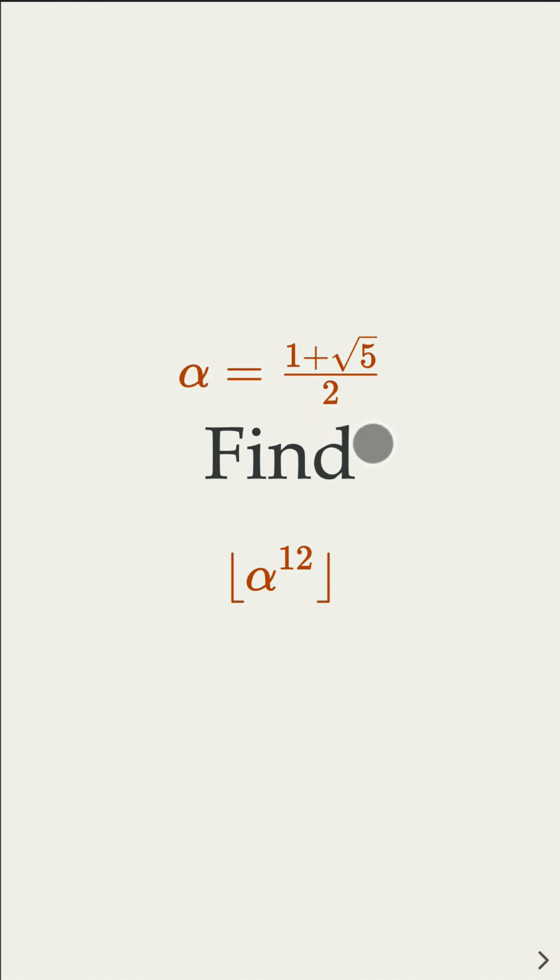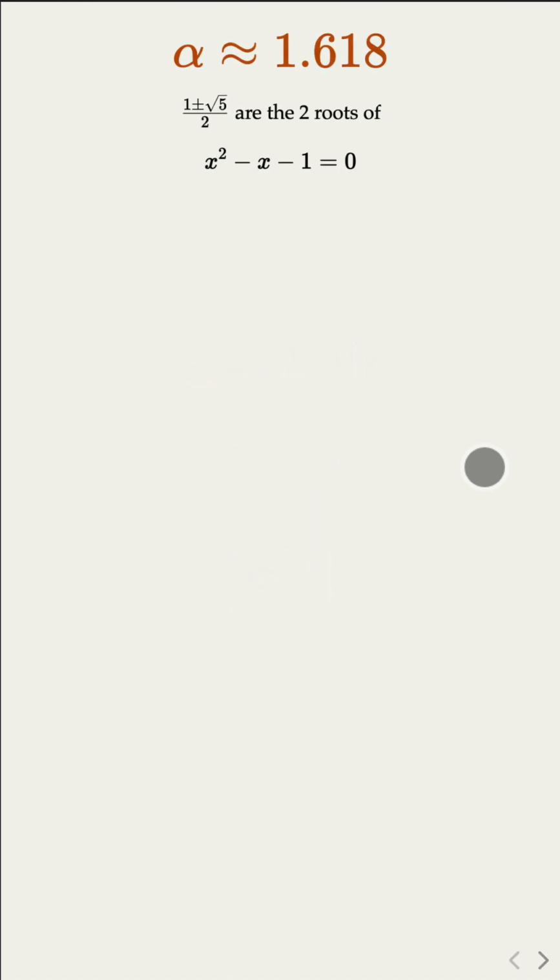This value is approximately 1.618. Now, (1 plus and minus square root of 5) over 2 are the two roots of this quadratic equation. Surprisingly, we're going to use a linear recurrence sequence to solve this problem. If you're familiar with linear recurrences, this quadratic equation is the characteristic equation for the following sequence.